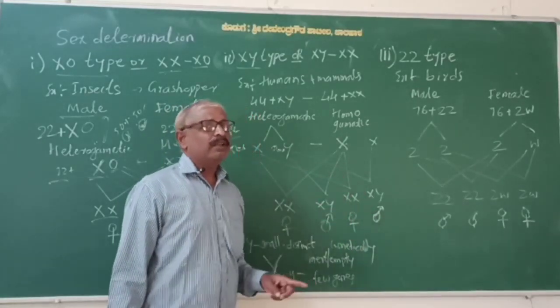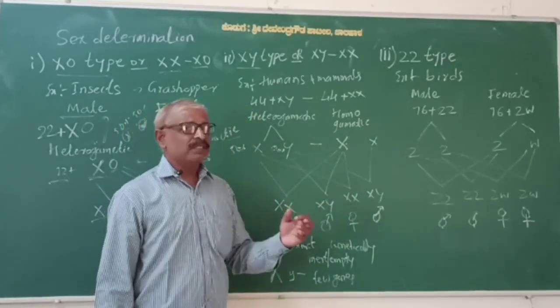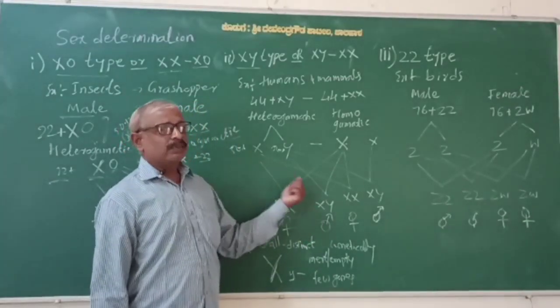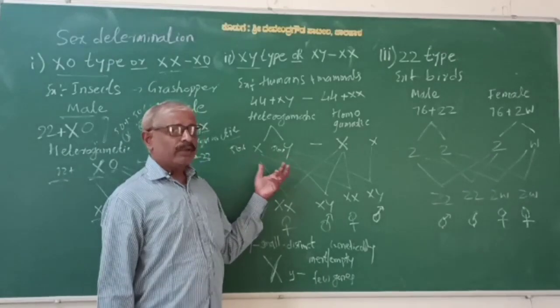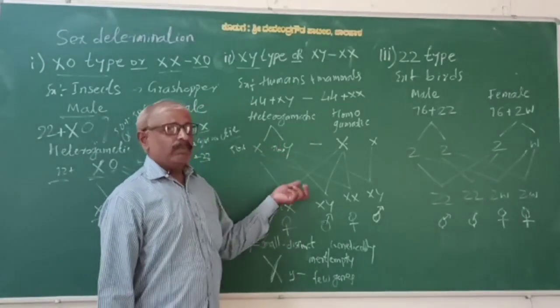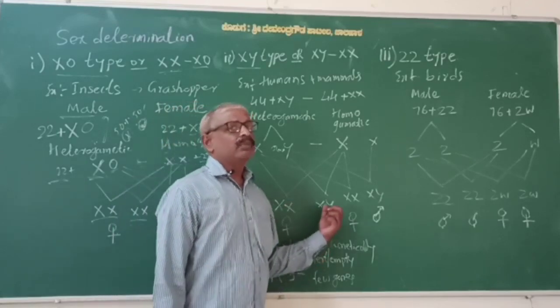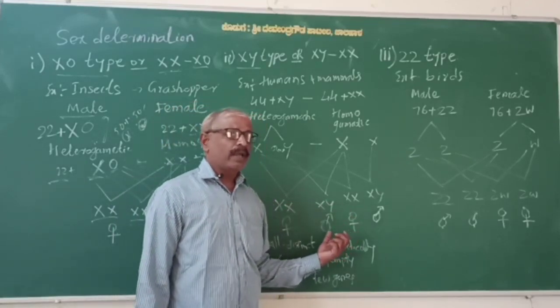Here the Y produces the male. Because these two are different, the XY type is what decides the sex of that human being, or the sex of an organism.